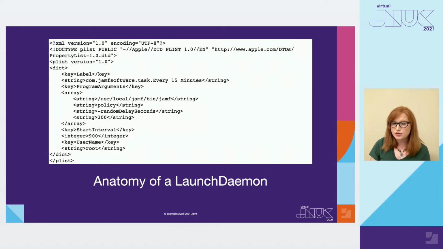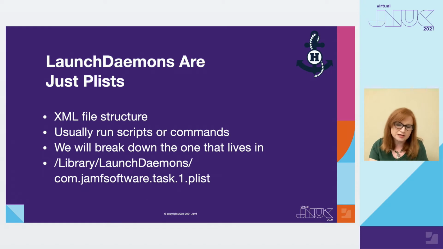If you're familiar with the Mac admin world at all, this structure right here should look really familiar to you. And that's because it's a plist. Launch daemons are just plists. And if you're not familiar with plists, what those are is an XML file that usually is there to set preferences. A launch daemon is a special kind of plist. It usually runs a script or a command. The one that we just looked at is running a command. A lot of times they'll also call another script.